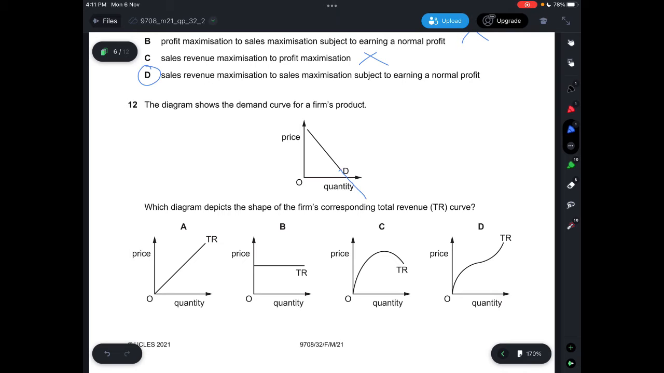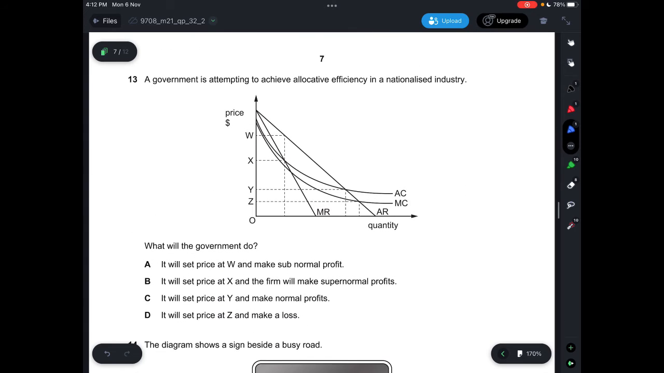So if you look at A and B and D, all of them are basically constant or increasing prices, so that's all incorrect. The only one here that would decrease total revenue would have to be C, because it increases to the maximum point and then it decreases again because of the fact that there's a negative price here at the bottom of the x-axis. So answer is C.